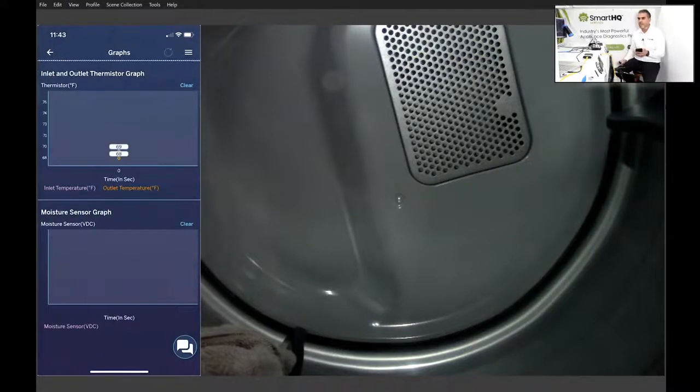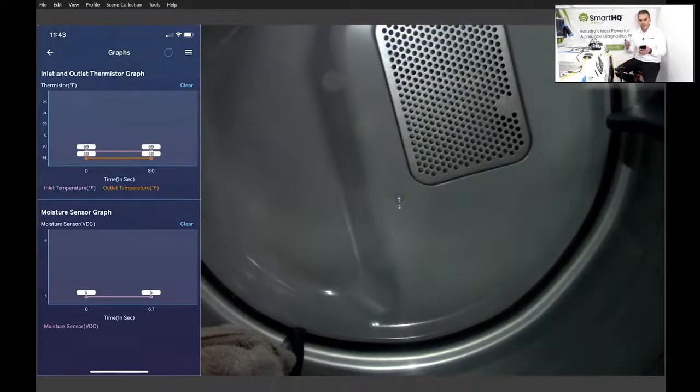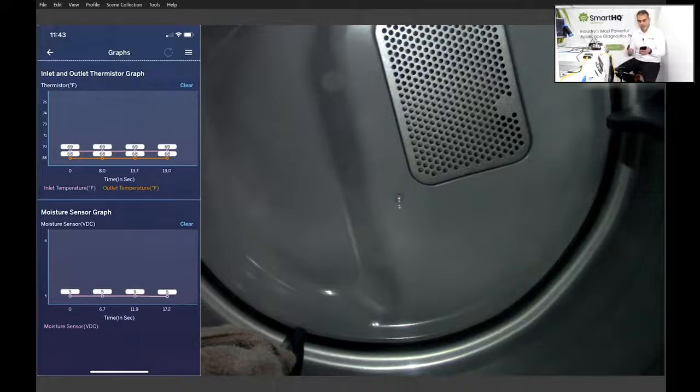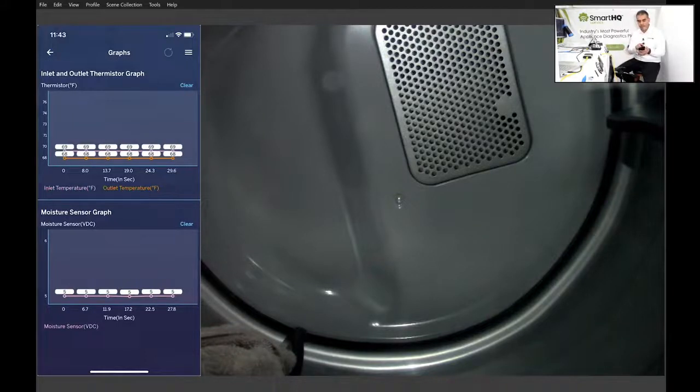And now you can see there with the side-by-side view, we have a graph at the top, which is the inlet and outlet thermistor graph. And then we have the graph at the bottom, which is the moisture sensor graph. Now, the moisture sensor graph is right now reading 5 volts because there are no clothes, no wet articles of clothing touching the moisture bars within the dryer. So as soon as this thing begins to run, you're going to see that value drop from 5 volts to 2 or 1 volt until the clothes are completely dry. And of course, the graph at the top shows you your inlet temperature and your outlet.